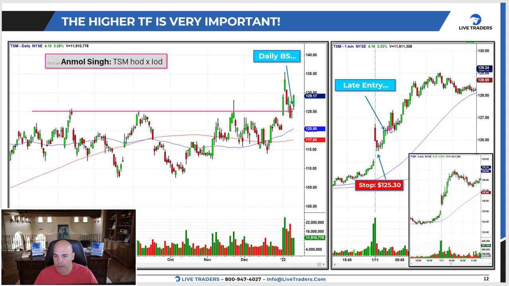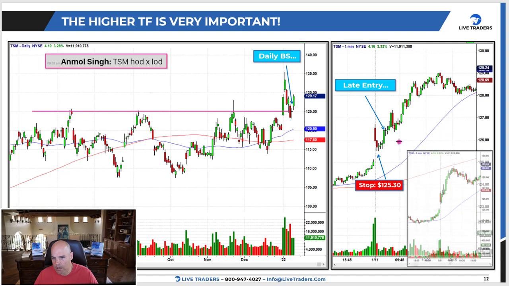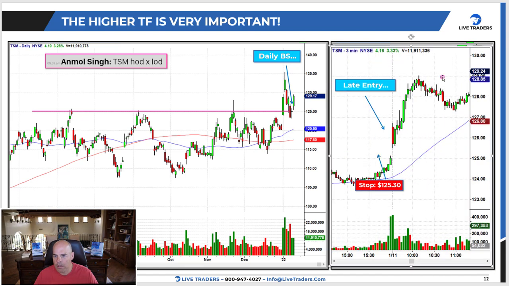So it moves up, and Unmol took a little bit of a late but somewhat aggressive entry. And the reason I put this 3 minute here, I'm going to blow this up for a second just so you guys can see it, all right? Ignore the arrows. This was a turnaround bar on the 3 minute chart.